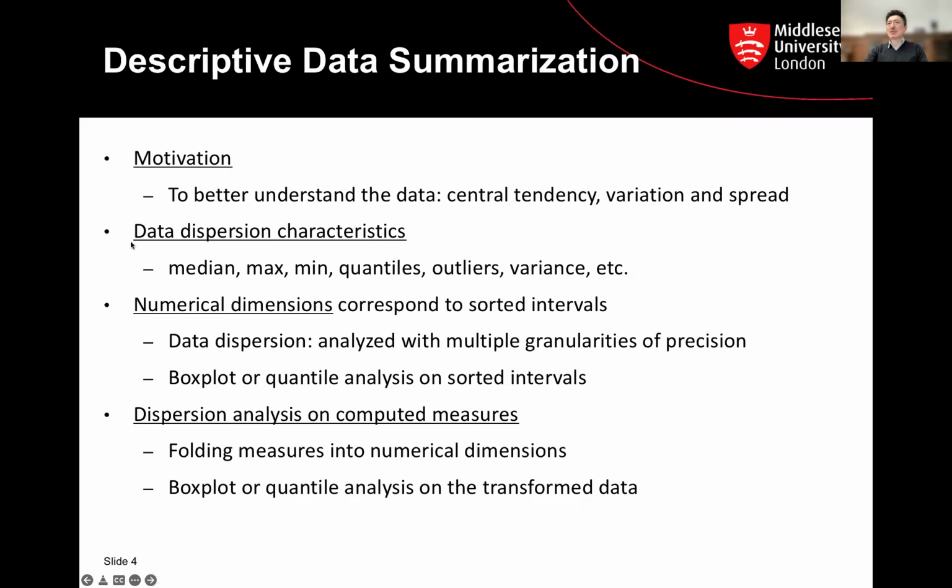Okay, and so the simple thing you can do in terms of summarization is data dispersion characteristics. That's a fancy name, but you know most of these already: the median, mean, maximum, minimum, quantiles, outliers, and variance. Most of these have fairly clear definitions of what they are. Outliers is slightly different, but we'll go through all of those.